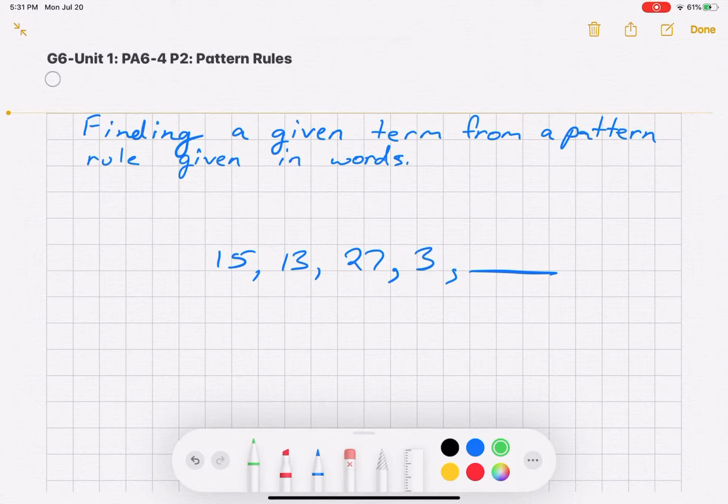All right, looking at pattern rules. So finding a given term from a pattern rule given in words. If you know the pattern rule, you can write the sequence. If you write the sequence, you can find any term you want.